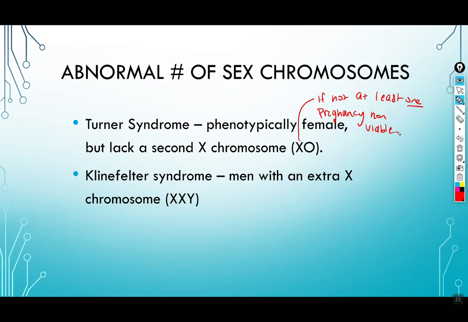Klinefelter syndrome is the opposite scenario. This is genetic males with an extra X. And I want to stress here that it's not totally correct to call them men, but rather males. Males is the name that science has awarded to human heterozygotes at the sex chromosome position. But there's plenty of people with Klinefelter syndrome who were raised as women and who consider themselves to be women. So this is a little bit of an error. So let's cross that out.